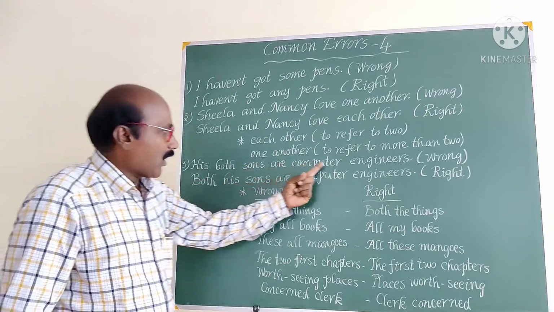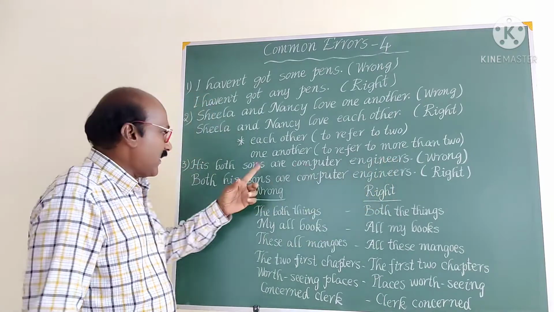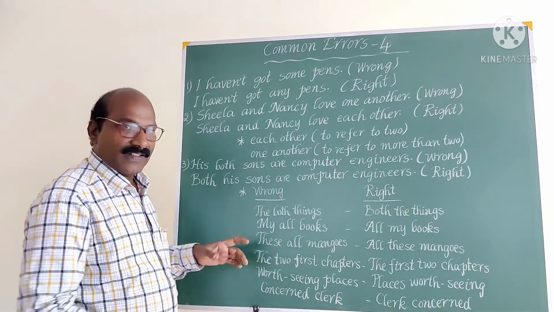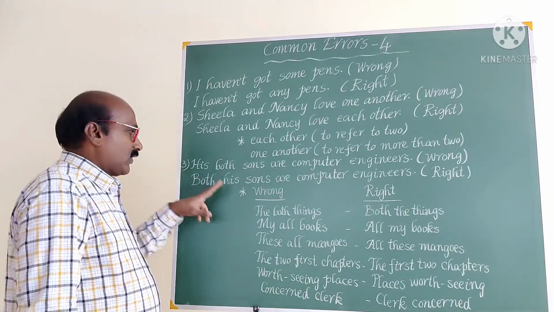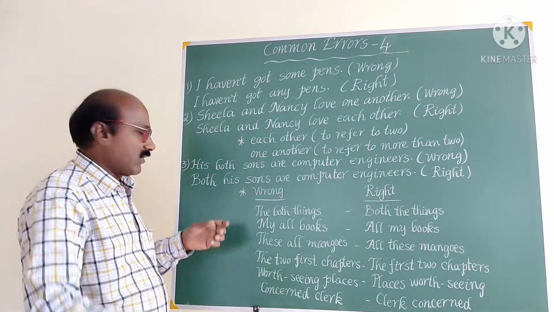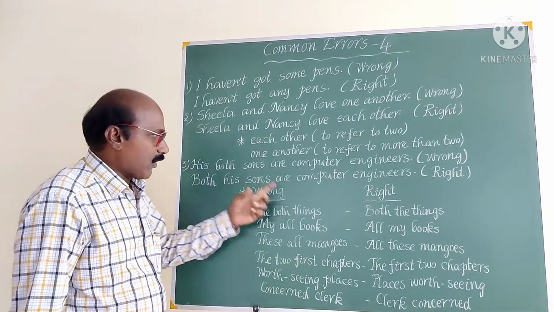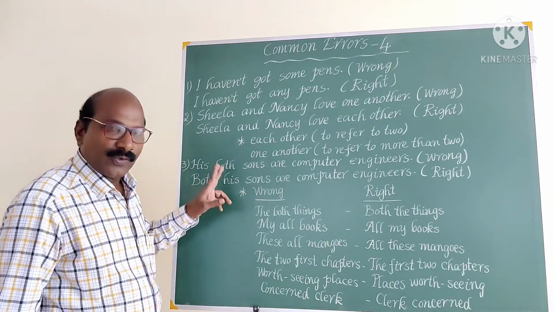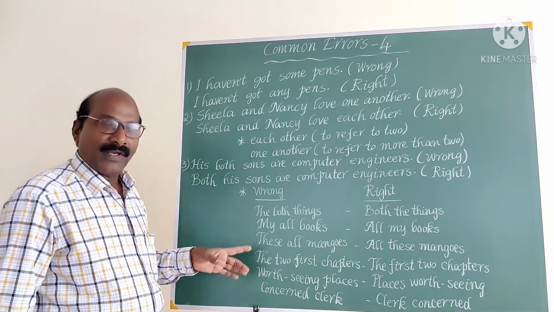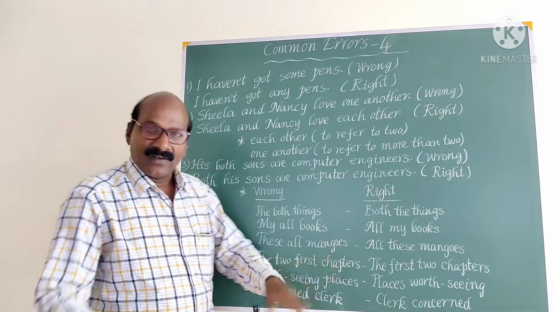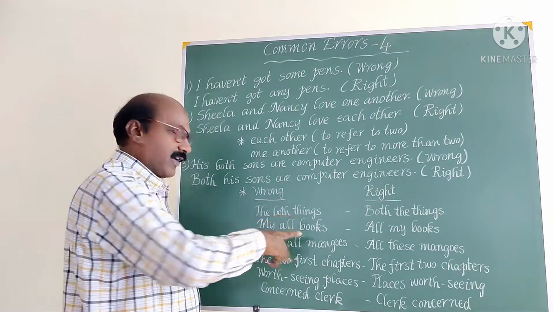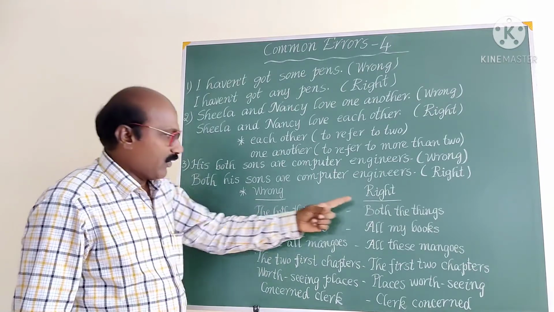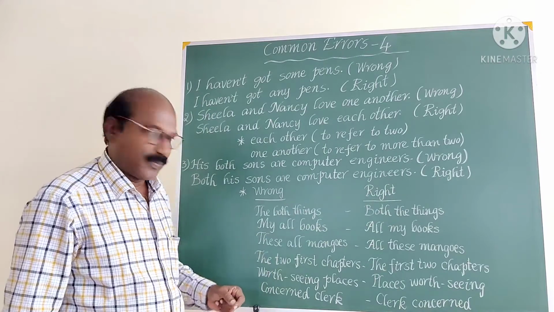His both sons are computer engineers. It's a wrong expression. We should never say his both sons. We have to begin the statement with both only. Both his sons. Never say his both sons. We have to say both his sons are computer engineers. And there are some other examples related to this model. This is very important. See, the both things, wrong expression. Both the things. We have to use both the things. This is the right expression.